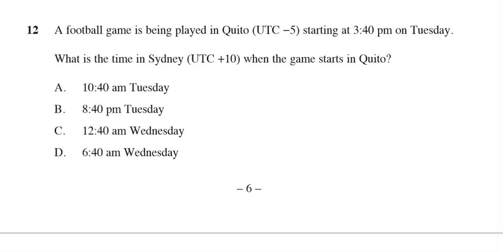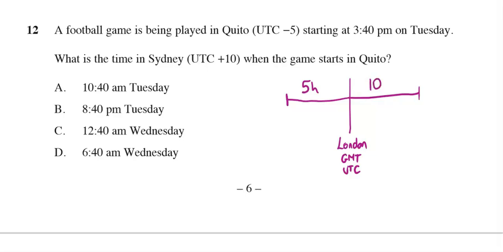All right, so that location is 5 hours behind UTC or Greenwich Mean Time or London. So it's here, 5 hours prior. Sydney is 10 hours ahead of that.